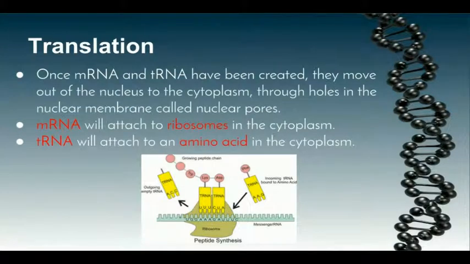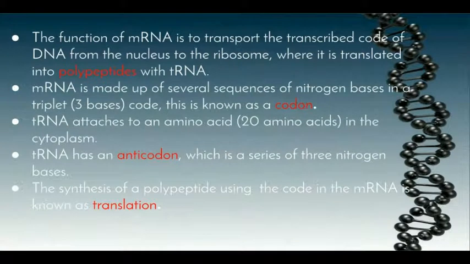Translation is the second stage that occurs in protein synthesis. So transcription takes place in the nucleus, creates the mRNA. The mRNA then moves out of the nucleus through the nuclear pores into the cytoplasm, and it attaches itself to a ribosome. So a ribosome is a circular organelle within the cytoplasm. The tRNA also leaves the nucleus via the nuclear pores and will attach itself to an amino acid, which is also in the cytoplasm. So the function of the mRNA is to transport the code of DNA from the nucleus to the ribosome, where it is then translated.